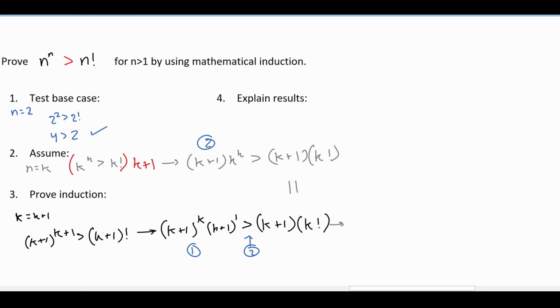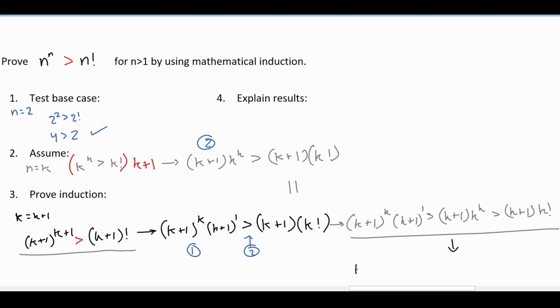So if we rewrite this, we are going to have k plus 1 to the kth power. We're going to have k plus 1 to the first power, and this has to be greater than our k plus 1 multiplied by our k to the exponent of k. And this has to be greater than our k plus 1 times our k factorial. And if we look at all of this, it's basically the same exact thing as what we have right here. So we can rewrite this as k plus 1 to the exponent k plus 1 after we combine these both together. And this has to be greater than our k plus 1 factorial. Again, if we write this back together, therefore, it has been proven.